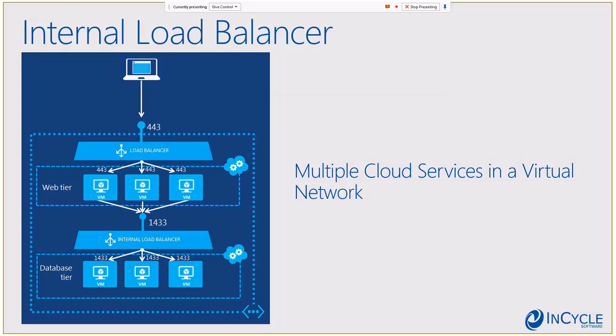So in this scenario here, I can have a cloud service made up of smaller VMs for my web tier, and then go to much larger A8s or A9s for a database tier and distribute load across those. And then you can see that's all wrapped up inside a singular virtual network.